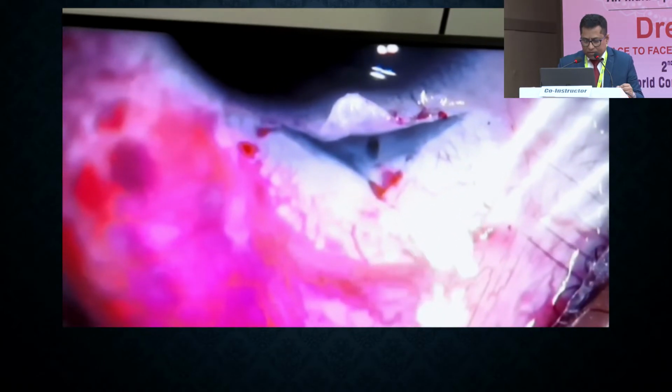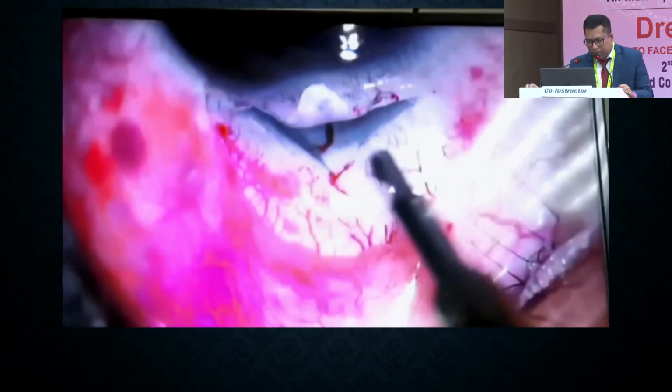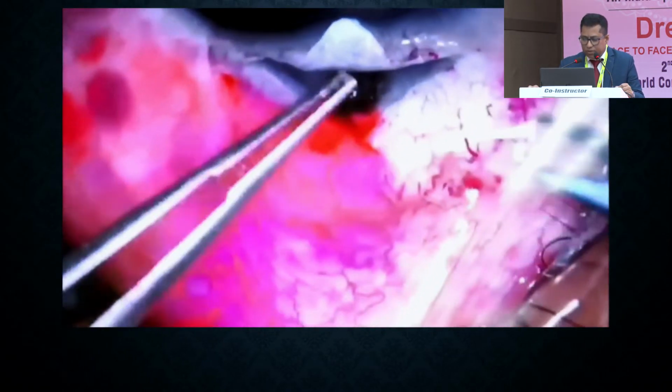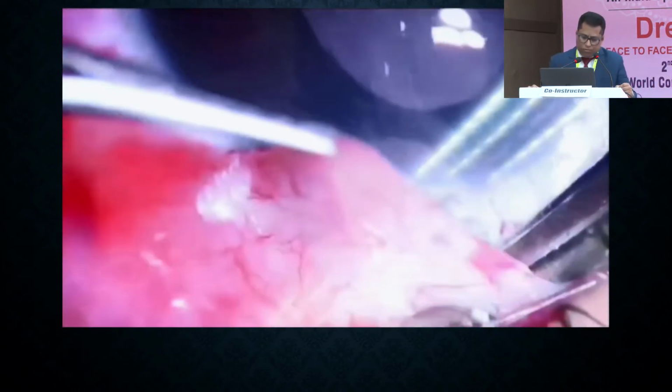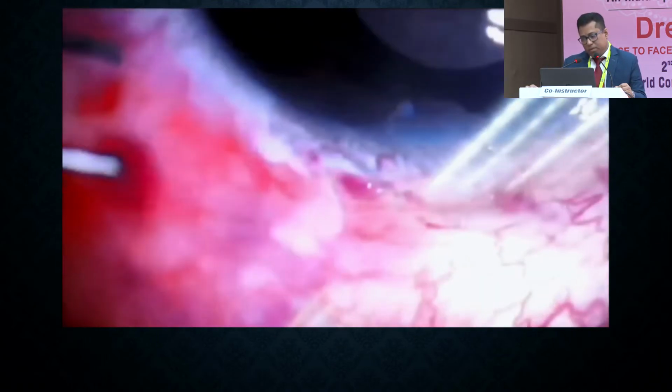This is another case. I am doing the trabeculotomy. Doing the Descemet's block excision with Kelly punch forceps. Now sometimes I used to implant an allograft in case of congenital glaucoma.